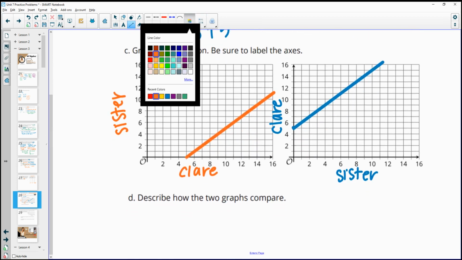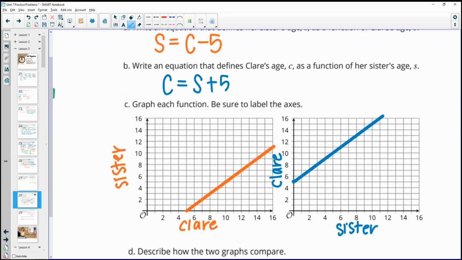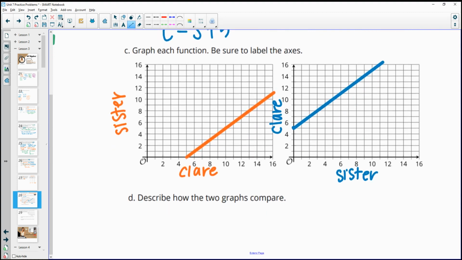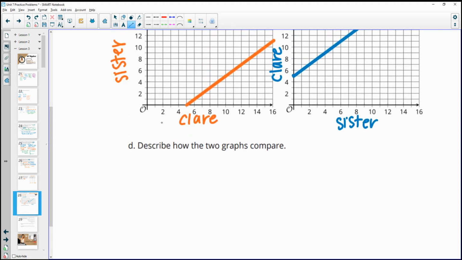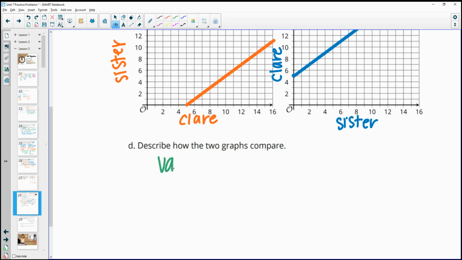Then it says, describe how the two graphs compare. And you can have multiple different answers for this one. But we know that these, when I said vice versa up here, about the younger versus the older, are really inverses of each other. So since these are inverses of each other, what that means is that their inputs and their outputs are just switched. So these variables really just switched places, because the sisters are the variables in this case. So the variables just swapped.